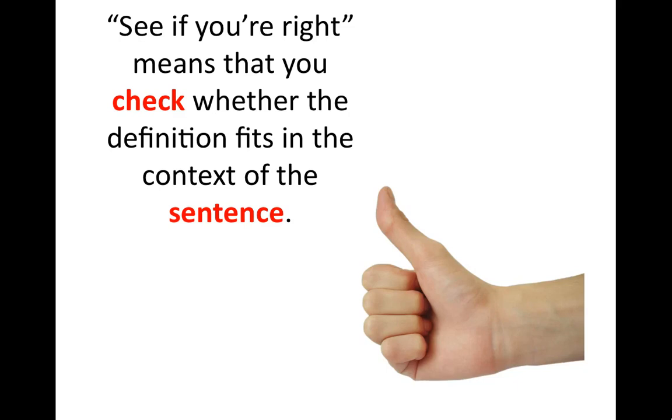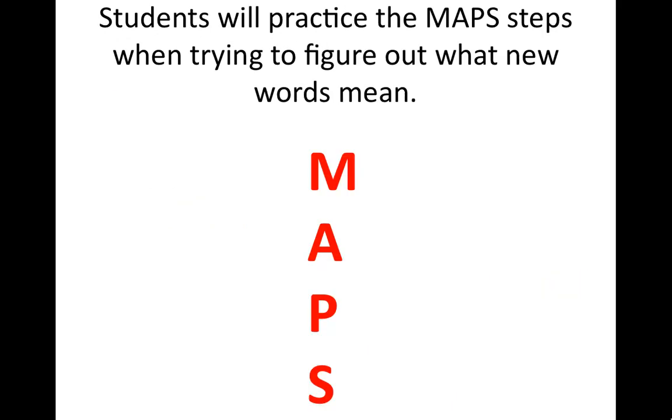The S step reminds students to check to see if their prediction is correct. They need to check the context of the sentence where the word was located and think about the definition they came up with. They should ask themselves, does that definition make sense in this sentence? Of course, they can also check for meaning by using their online dictionaries. Students will practice these map steps when trying to figure out what new words mean.